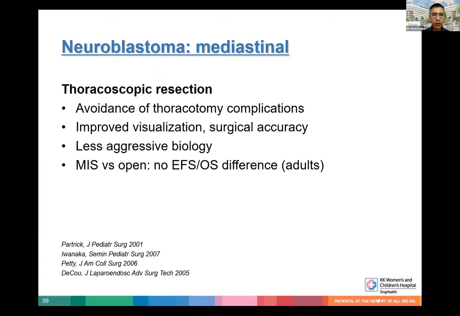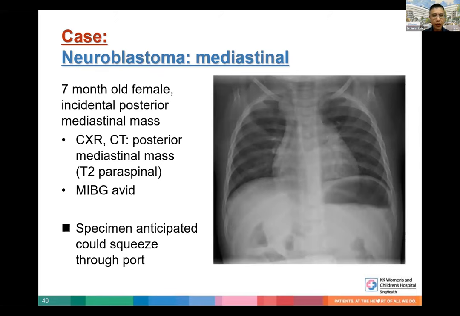So I'm going to show you a case in neuroblastoma where this is applicable. This helps us avoid a lot of the big thoracotomy complications, and really should be a case where we're also thinking about the disease, perhaps where you're dealing with less aggressive biology or a case where the clearance does not make a difference. This is a 7-month-old female with a posterior mediastinal mass. You can see in the upper right, a little knob there that was MIBG avid. It's small enough in this case that we can anticipate squeezing it out through a port through the rib spaces.